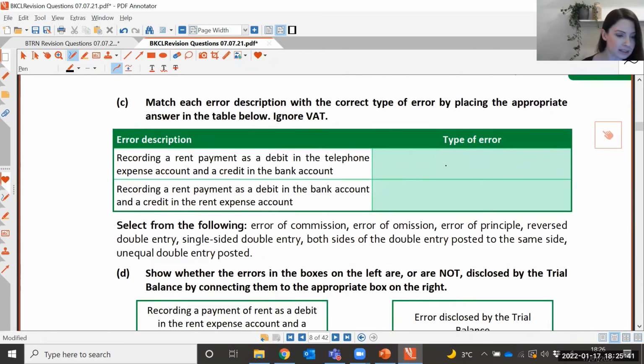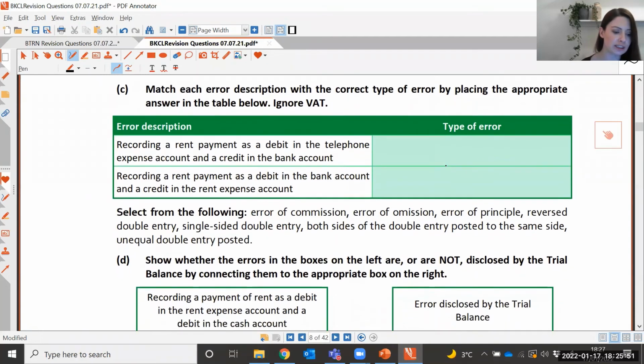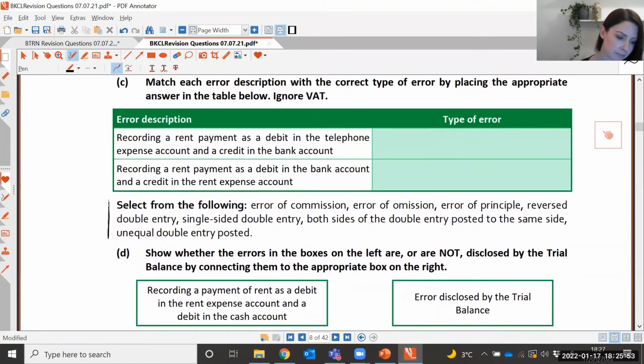Okay, so part C. So match each error description with the correct type of error by placing the appropriate answer in the table below. So you can see that we've got a pick list. So the first one, recording a rent payment as a debit in the telephone expense account and a credit in the bank account.